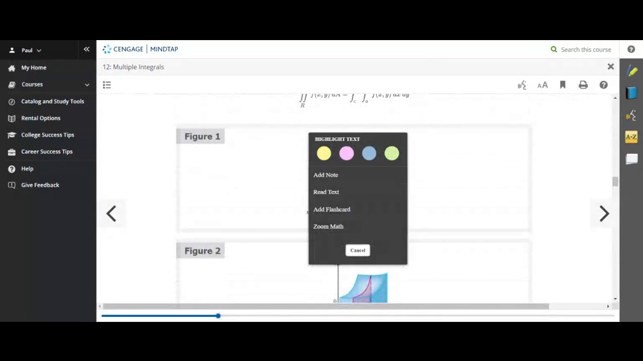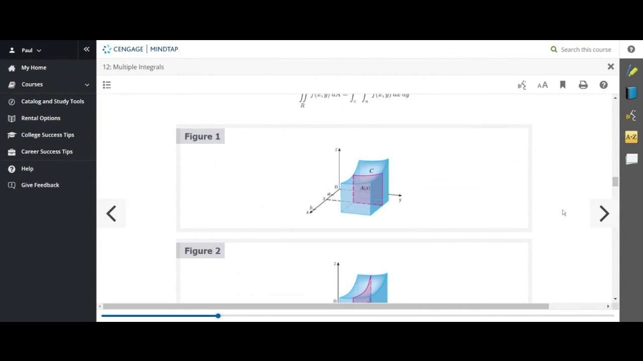In figure one, you see a surface over some rectangular region in the xy plane, and there's a volume below the surface. You see how, for that value of x, they draw in red a cross-sectional area A of x. Do you notice that in figure one?